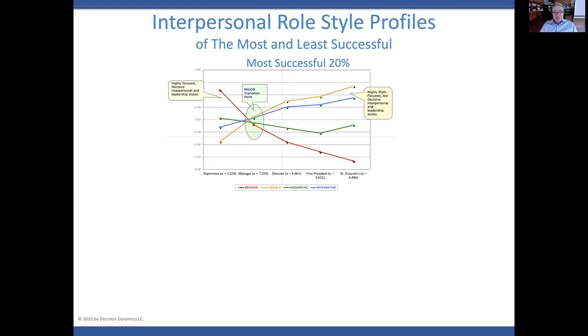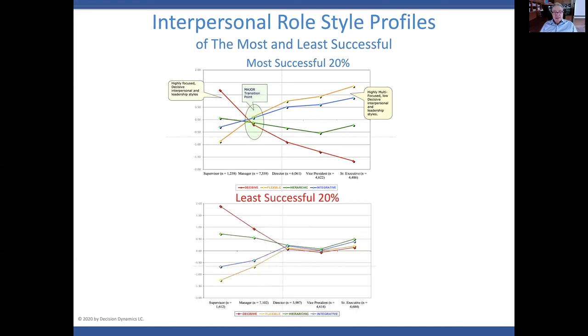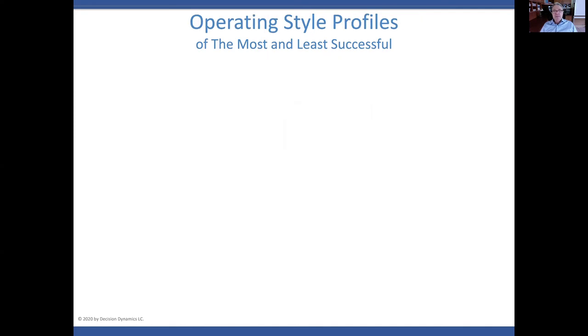So these are the most successful managers. These were the least successful managers and executives, the bottom 20%. And you can see, without going into a lot of analysis, at a glance, that the profiles of the least successful are sharply different from the profiles of the most successful managers and executives. This is the operating style profile, the behavior that comes out when people aren't really thinking about themselves, they're just going about things in whatever way comes to them most naturally.